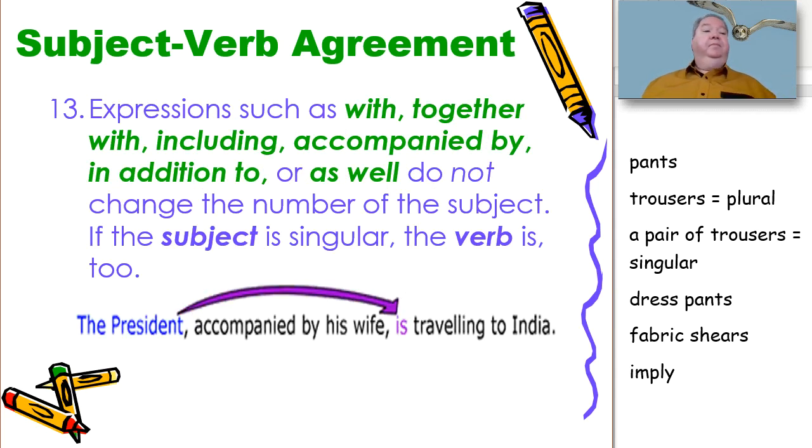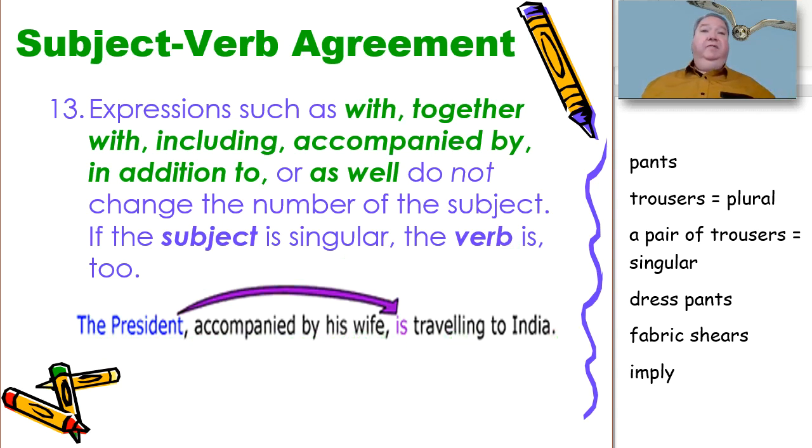Number 13, expressions such as with, together with, including, accompanied by, in addition to, or as well as do not change the number of the subject. If the subject is singular, the verb is too. The president, accompanied by his wife, is traveling to India.